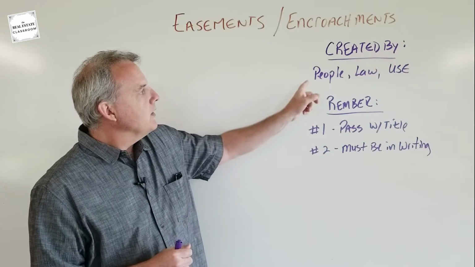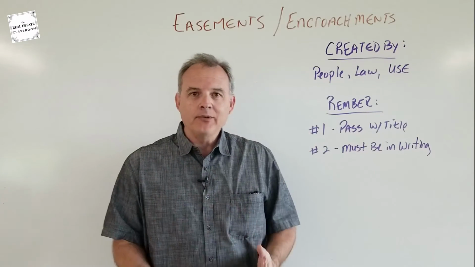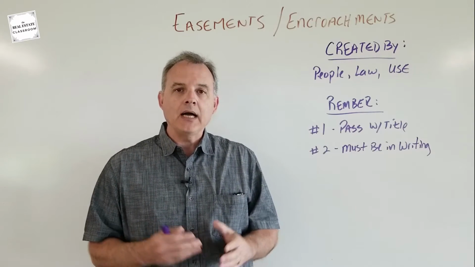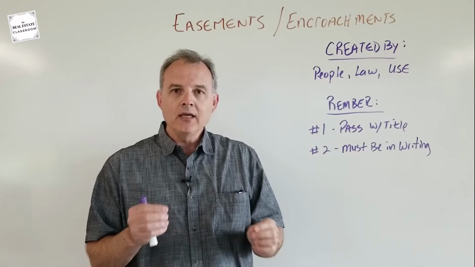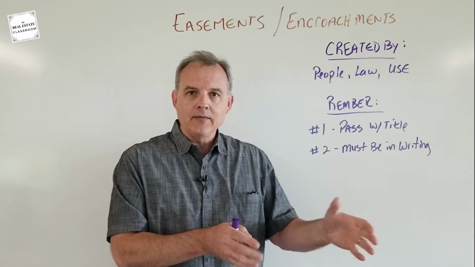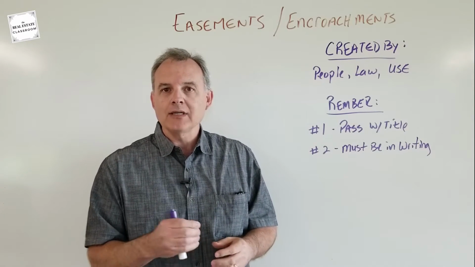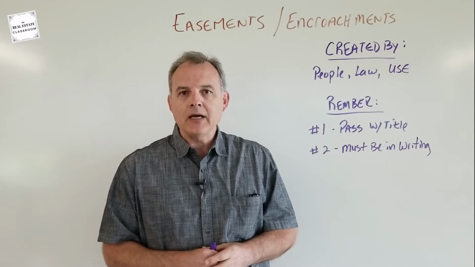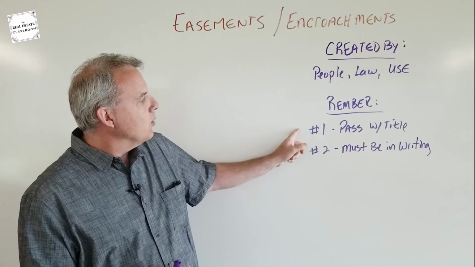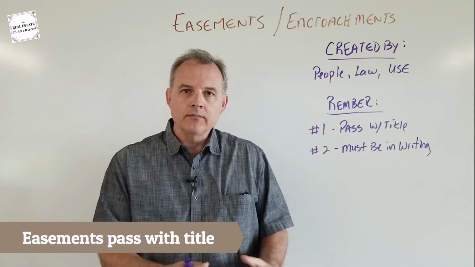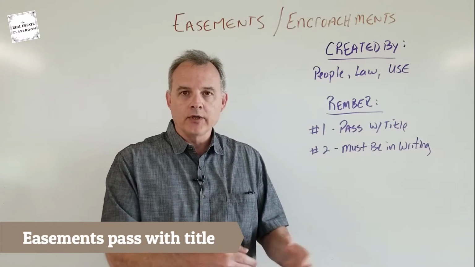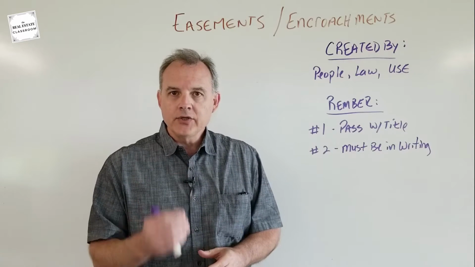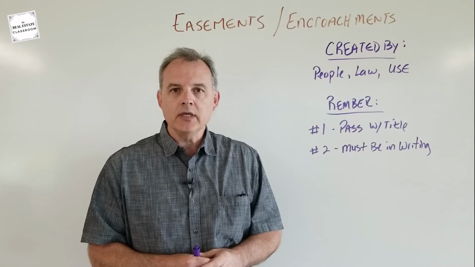Number one, they are created by people, they are created by operation of law, and they are created by use. Now, depending on which one of those creates the easement determines what type of easement it is. Two other things to remember when we're talking about easements. Number one, they pass with title, meaning they pass with owners. So the new owners of that property are bound by the terms and the conditions of those easements.